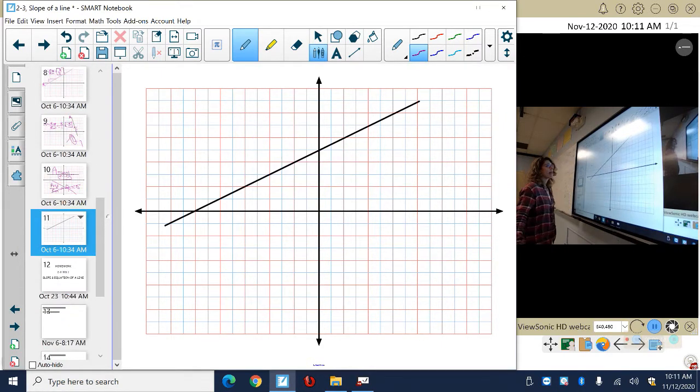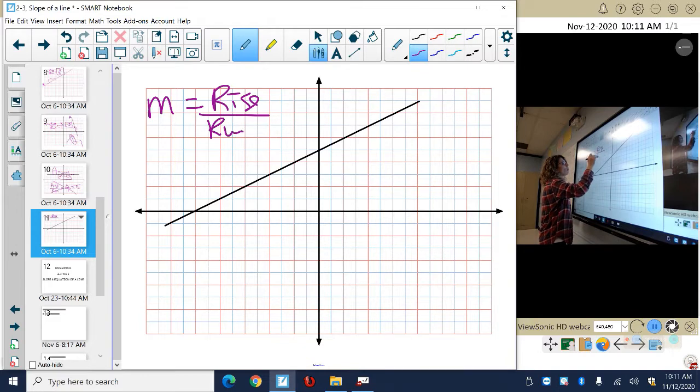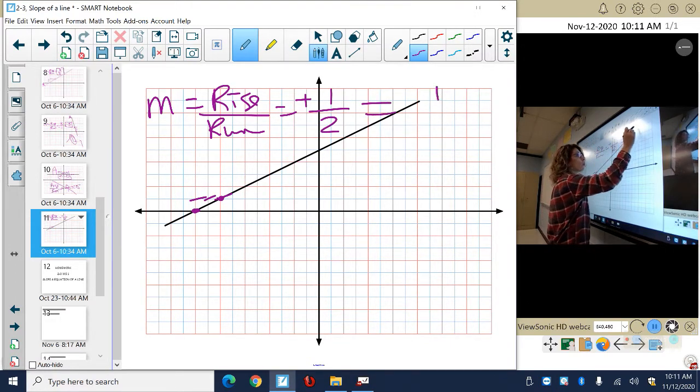Okay? Next, is the slope positive or negative? This slope, we know is going to be positive because it's going up the hill. So I'm going to choose 2 points, any 2 points, and I'm going to rise up 1 unit, and then I'm going to run 2 units. And I'm going to the right, so therefore my slope is 1/2.